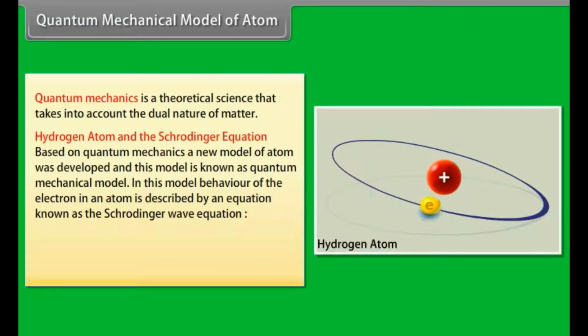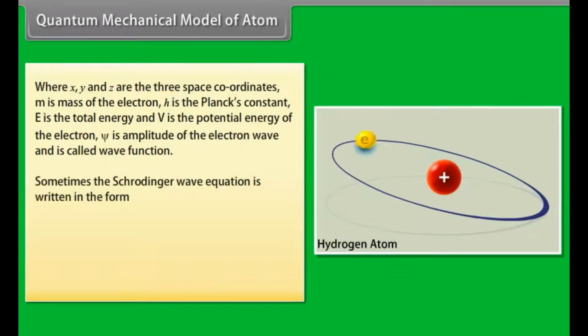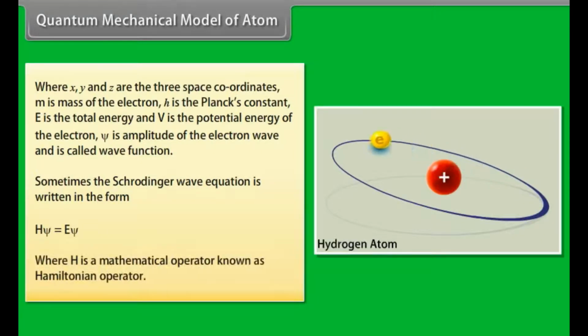In this model, the behavior of the electron in an atom is described by an equation known as the Schrödinger wave equation, where x, y, and z are the three space coordinates, m is the mass of the electron, h is Planck's constant, E is the total energy, and V is the potential energy of the electron. Ψ is the amplitude of the electron wave and is called the wave function. Sometimes the Schrödinger wave equation is written in the form HΨ = EΨ, where H is a mathematical operator known as the Hamiltonian operator.